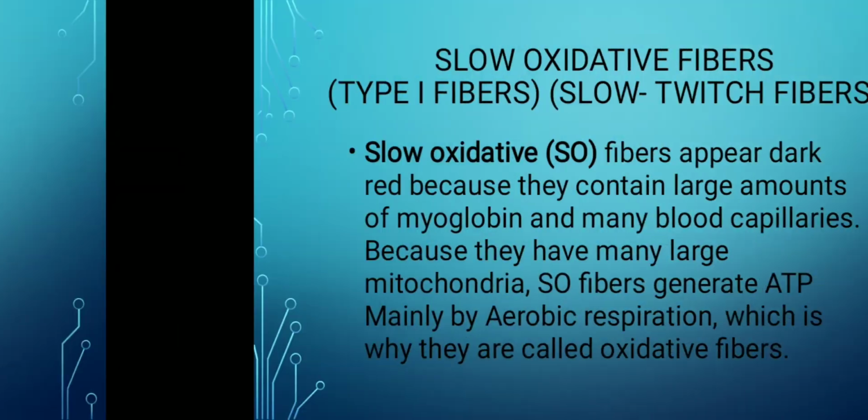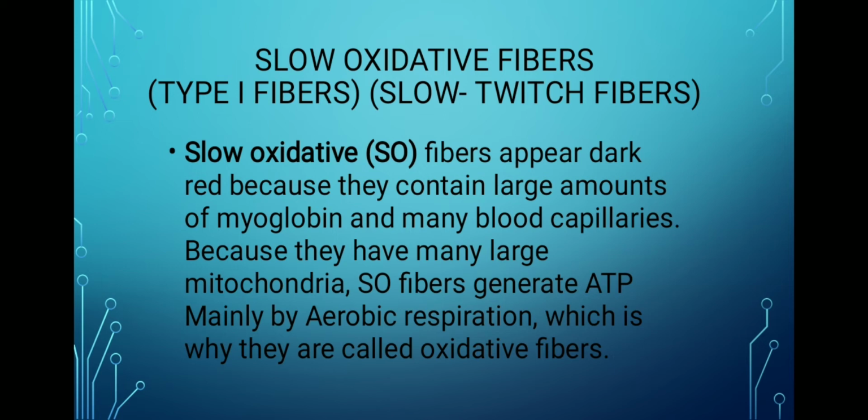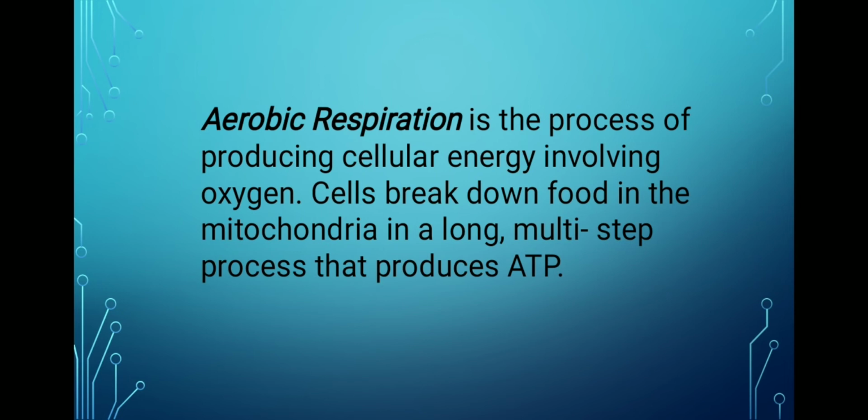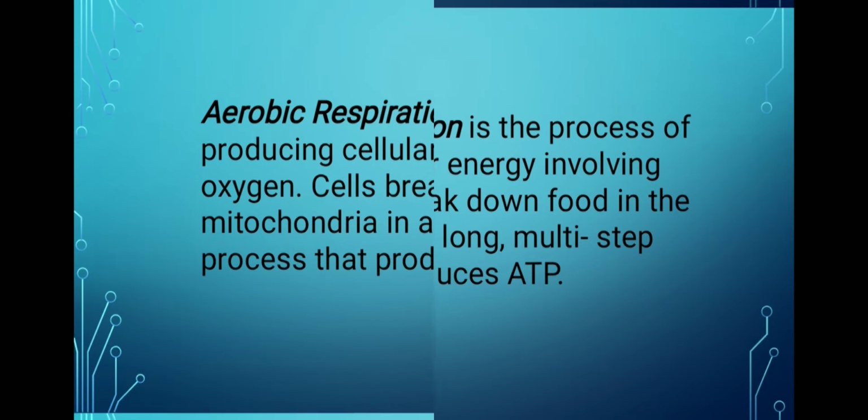Muscle fiber types: slow oxidative fibers, also called type 1 fibers or slow twitch fibers. Slow oxidative fibers appear dark red because they contain large amounts of myoglobin and many blood capillaries, and because they have many large mitochondria. Slow oxidative fibers generate ATP mainly by aerobic respiration, which is why they are called oxidative fibers. Aerobic respiration is the process of producing cellular energy involving oxygen.